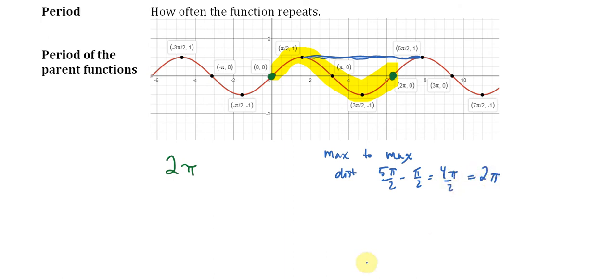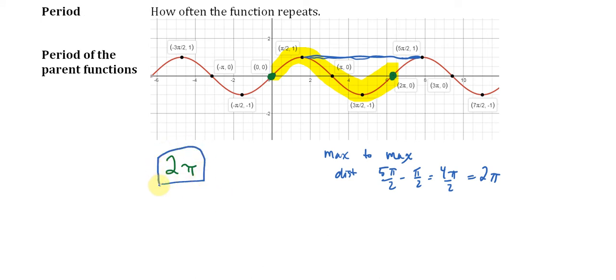So there are a number of different ways that we could do this. One way is just to look at the graph and see how long it takes to repeat. The other way is to look at the horizontal distance between two maximum points. In science terms, this is from crest to crest, from the highest point to the next consecutive highest point. Or you could do the same thing from minimum to minimum. But the point is that the period of the parent functions for sine and for cosine is 2 pi.